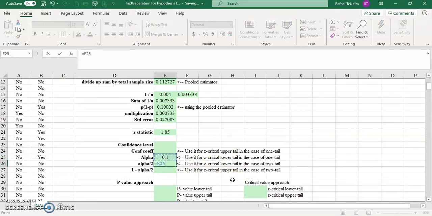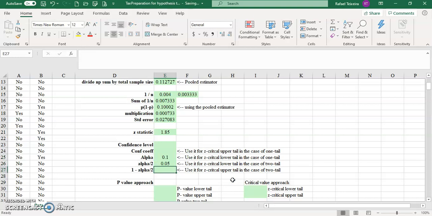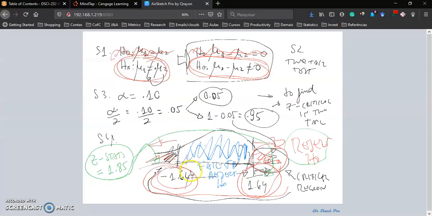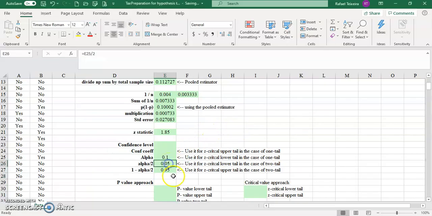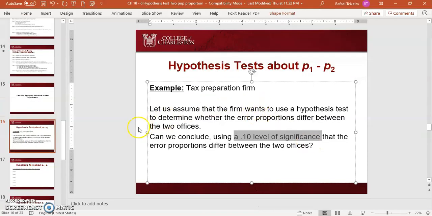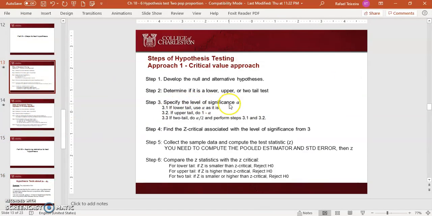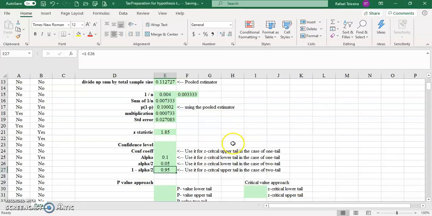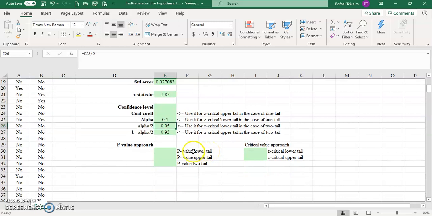Now I'm going to divide this number by 2, and I'm going to implement this formula here, okay? 1 minus alpha divided by 2, okay? Remember we did that. Let me show you on my... I did this here, 0.05, 0.95, 0.05, 0.95. This is one of the steps we have, which is this one. Specify the level of significance. If it is two-tailed, divide alpha by 2 and perform the 2 steps. This is what I did. It's a two-tailed, I divide by 2, okay?